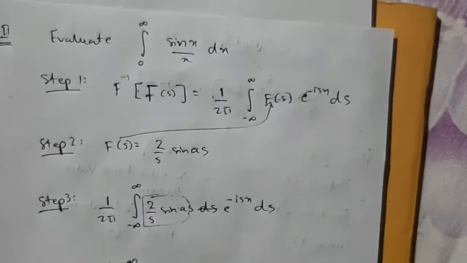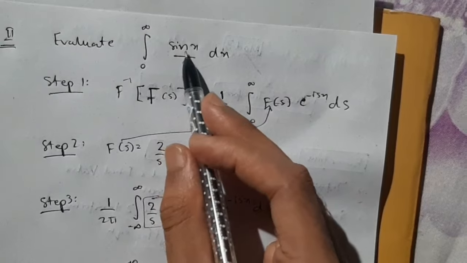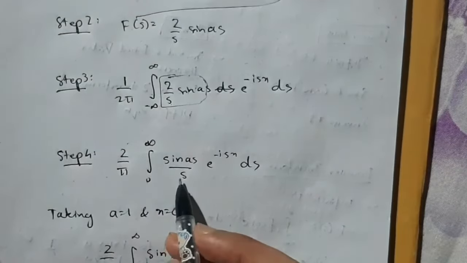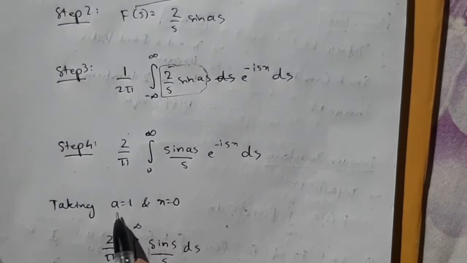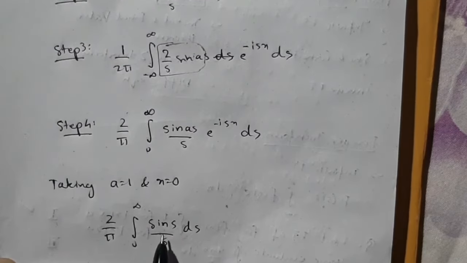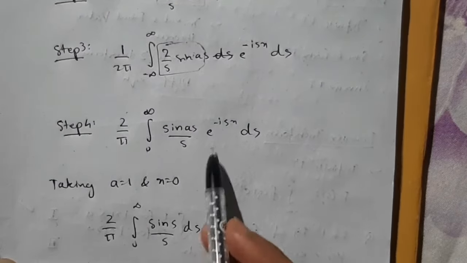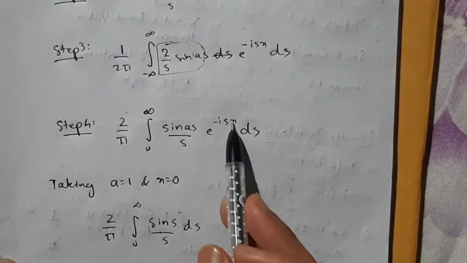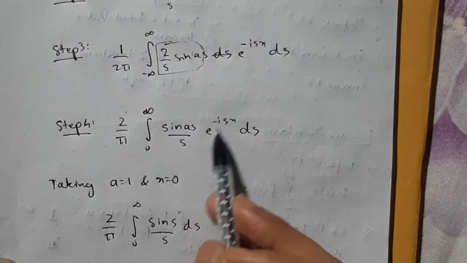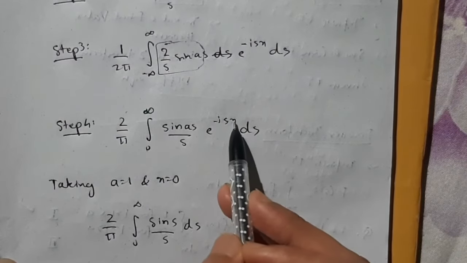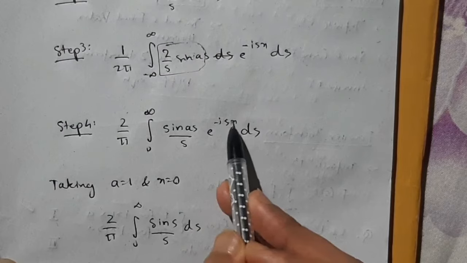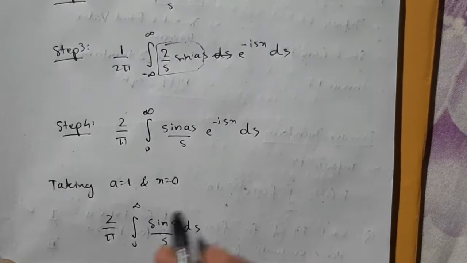Okay, see here, sine x is only there, a is not there here, but we have here a. So what we can take, a as 1. If we take a as 1, what we will have is sine s by s ds, and e power isx will be 1, because if you take x as 0, it will be substituted, and e power 0 is 1, so here it will be 1, and here you have this one.